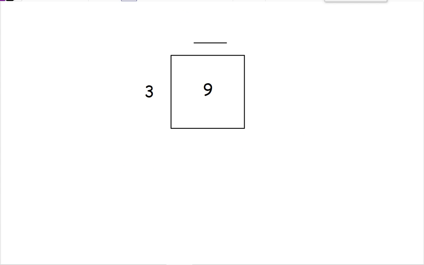Okay, what about this one? I have 9 squares total, and I have 3 rows. So that means 3 times something equals 9. Well, I know that 3 times 3 equals 9. So that means there have to be 3 squares in each row. Right? And that's how we find a missing number in an array.